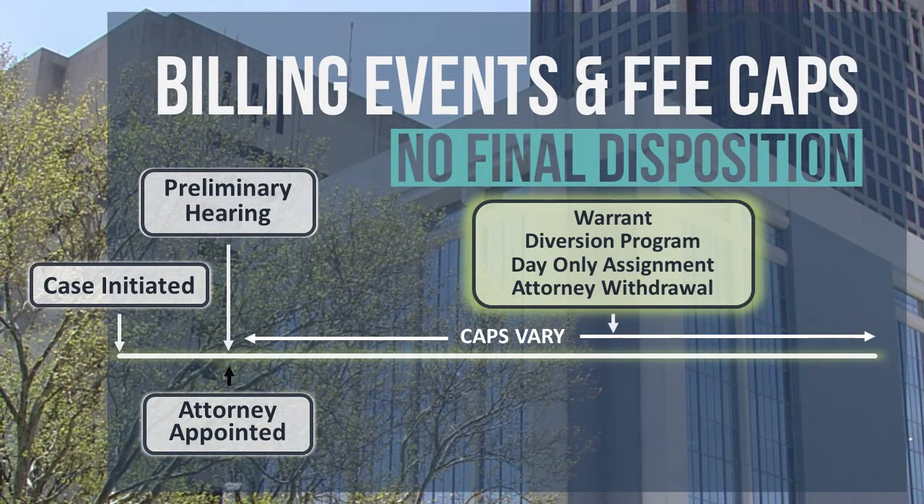Delinquency cases are billable prior to final disposition only if a warrant is issued, the juvenile is ordered to participate in a diversion program, the attorney is appointed date only, or the attorney withdraws from the case. If the case resumes, the original appointment continues, and a new fee cap does not apply.